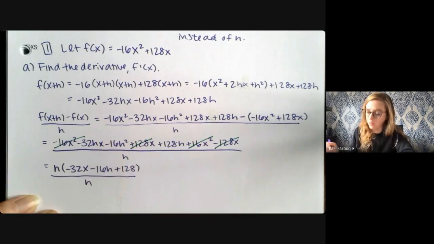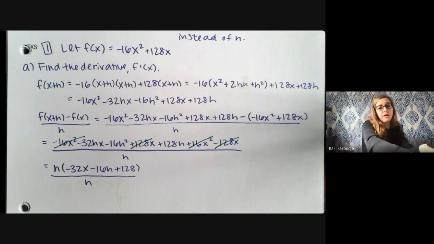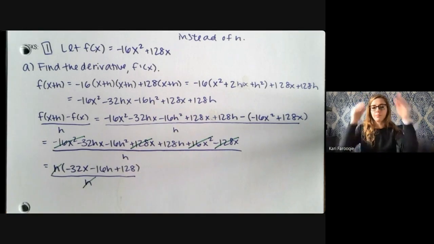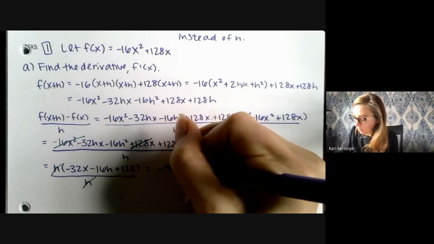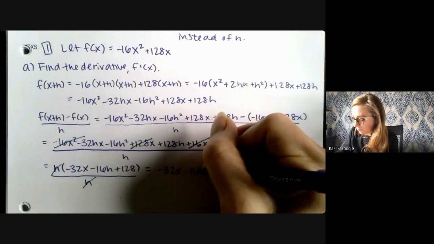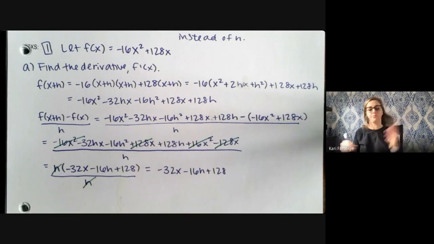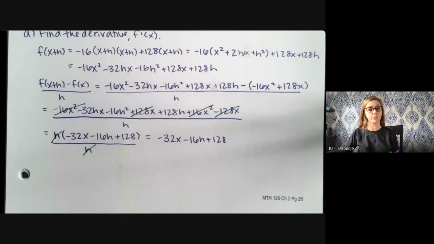And now I can rewrite this where the numerator is factored. And as long as I can factor out the h, I can cancel it. And now I can rewrite my expression as negative 32x minus 16h plus 128. And if you're wondering, like, wow, we're really getting to the bottom of this. Yes, we are.